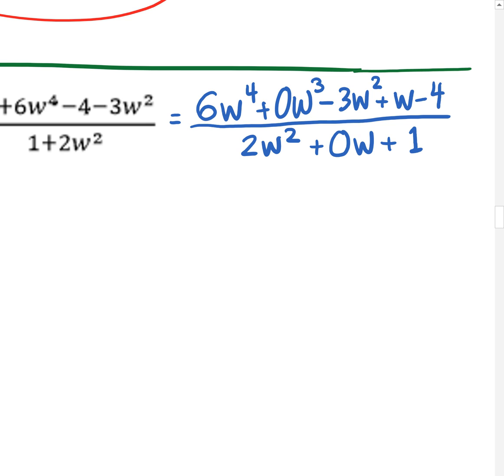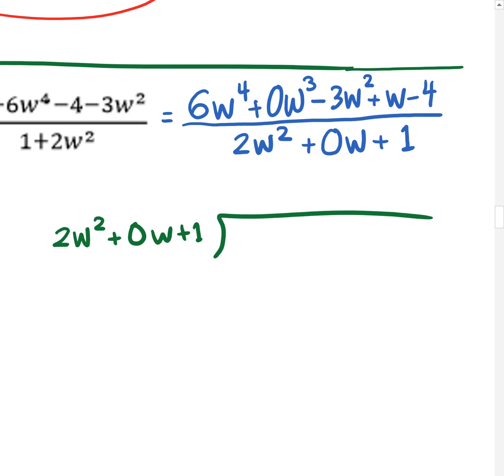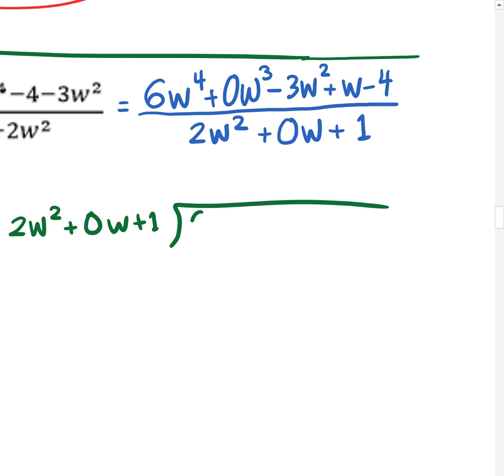Alright, but now I know what the divisor is, and it goes outside: 2w squared plus 0w plus 1. And the dividend, the numerator, goes inside the division bar: 6w to the 4th plus 0w to the 3rd minus 3w squared plus w minus 4.